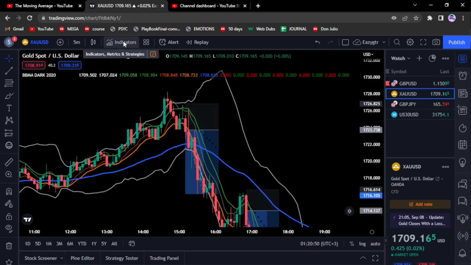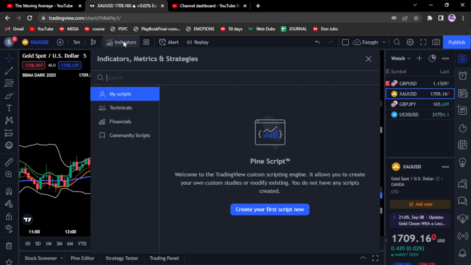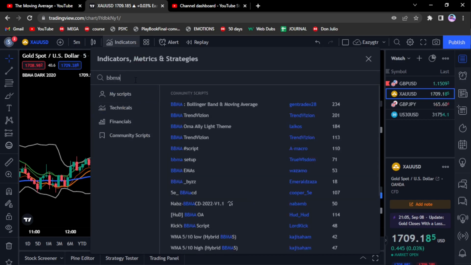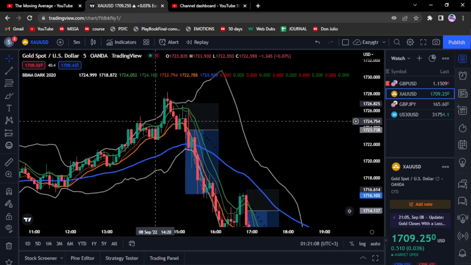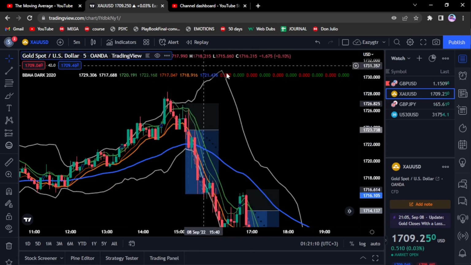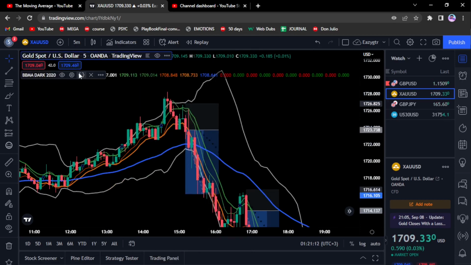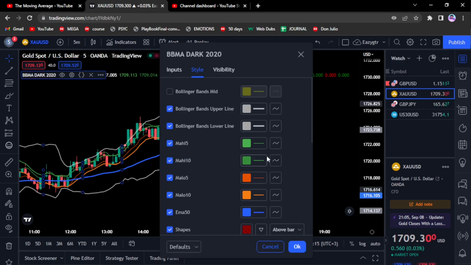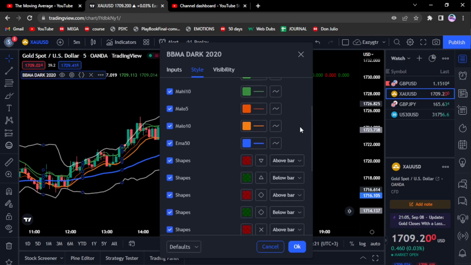First things first, go to your indicators, type in BBMA, and make sure to select BBMA Ali Light Theme by Lycos, 184 users. After that, you can come to your settings and make sure they match mine. I'll leave this here for 5 seconds. You can pause, screenshot, and use the same settings as mine.